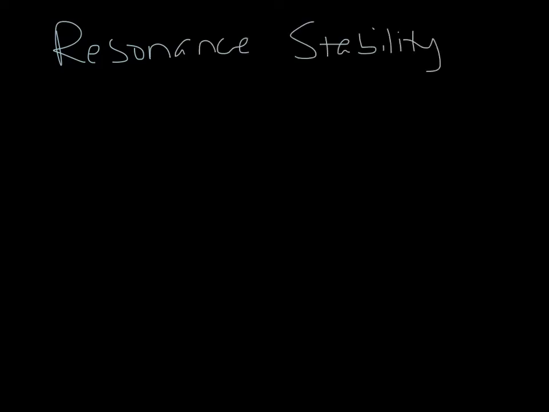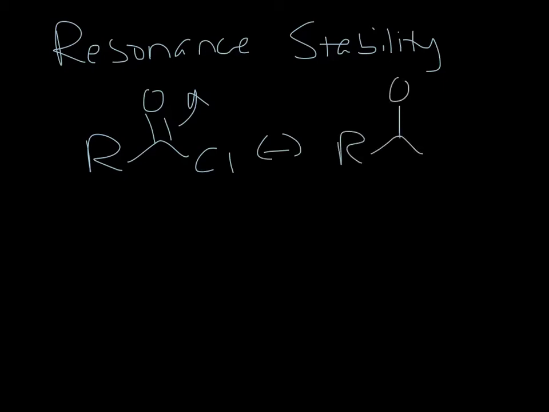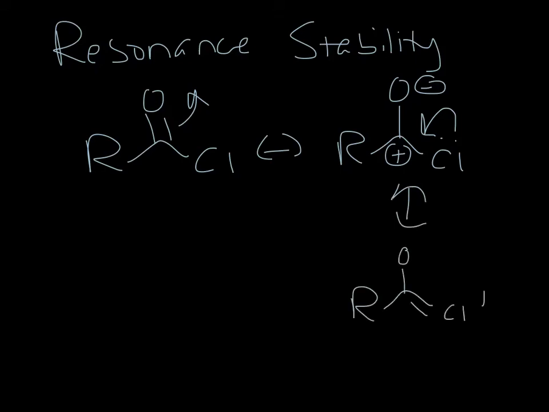The other factor is the inherent resonance stability of the compound itself. So we've already seen that the acid chloride has the best leaving group. If we think about what all of these carbonyl compounds can do, they can have this charge-separated species with a positive charge on the carbon and the negative charge on the oxygen. Chlorine is a really poor resonance contributor. So even though we could draw a resonance structure like this, it's very unlikely.